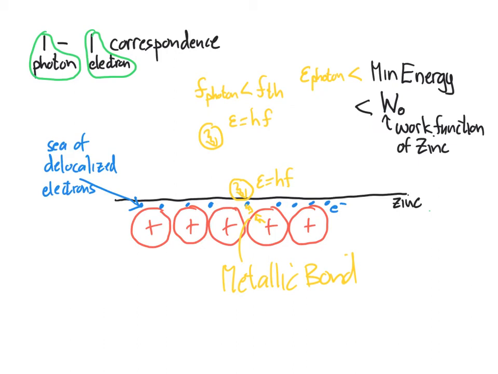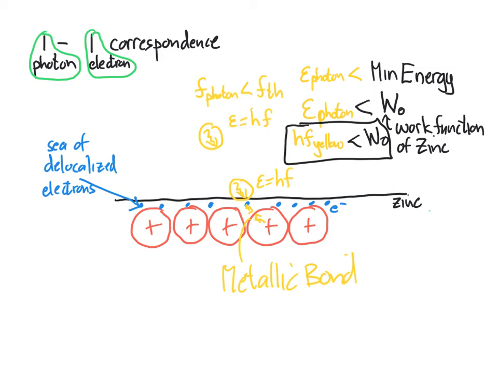Now, when we look here, we see that this photon has an energy that is less than the work function. So mathematically we can write this as E photon is less than the work function, or as h times the frequency of the yellow light is less than the work function. And we will come back to this at a later stage.